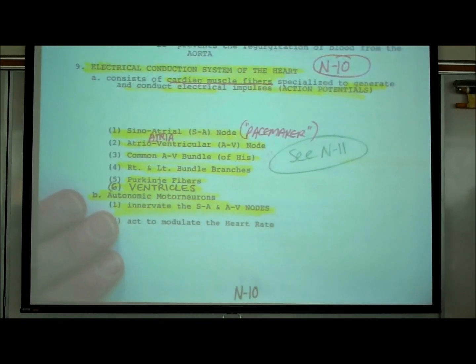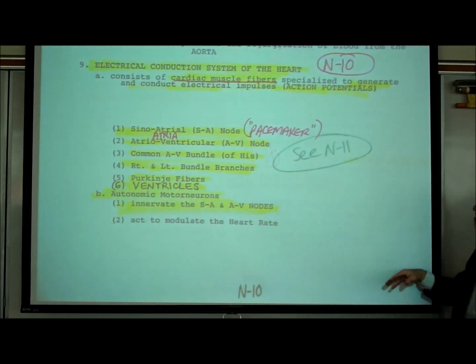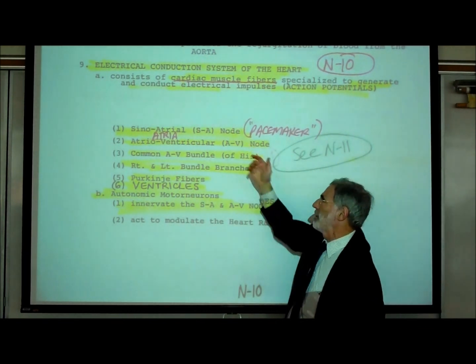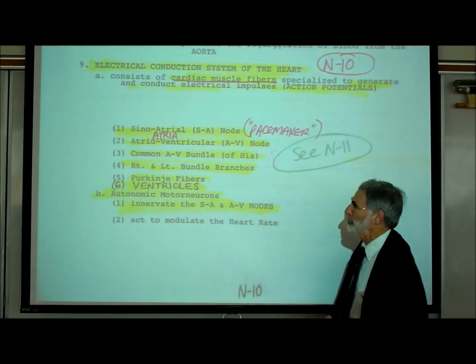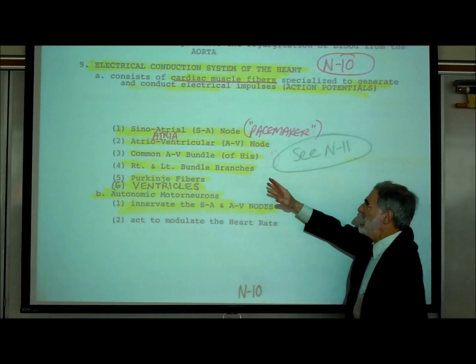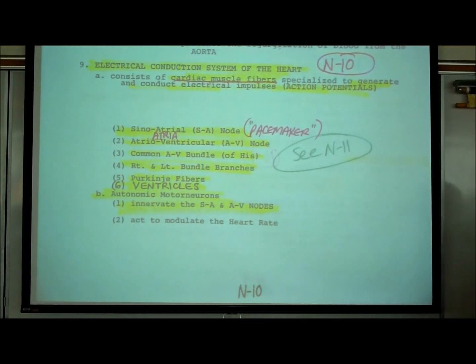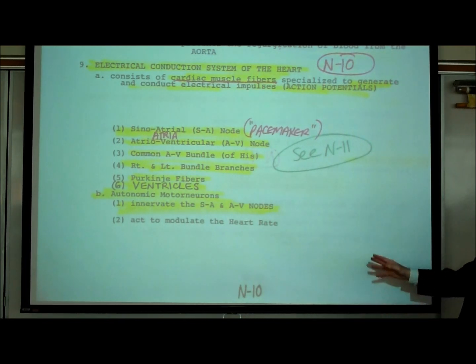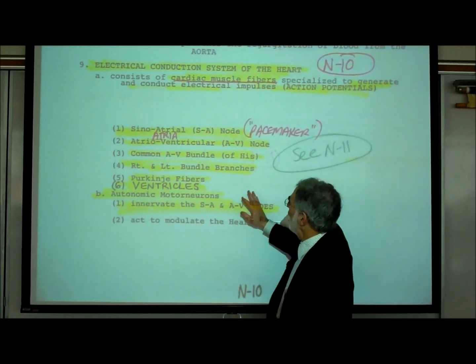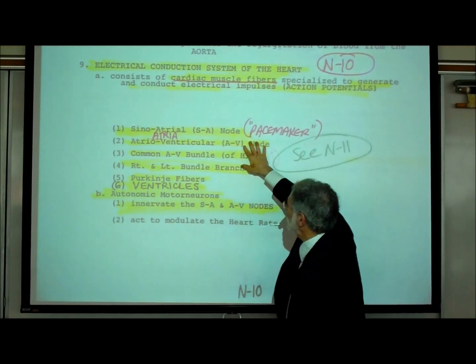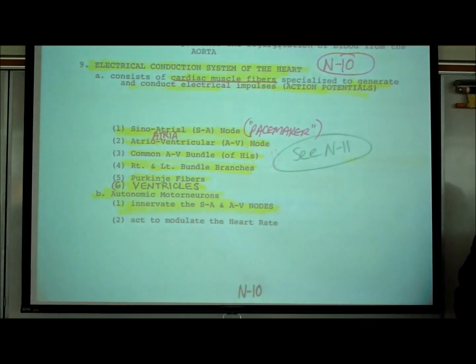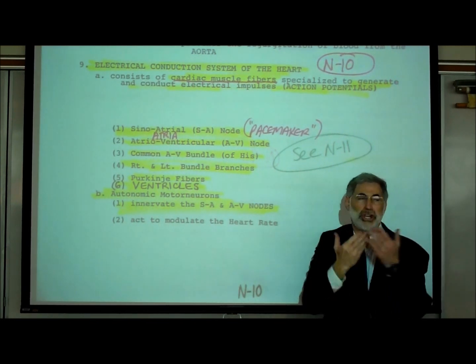The main parts of this special electrical conducting system are the sinoatrial node, commonly known as the SA node for short, the atrioventricular node, or AV node for short, the common AV bundle, or bundle of His, the right and left bundle branches, and the Purkinje fibers. Now, as I wrote right here, the sinoatrial node is commonly known as the pacemaker of the heart, because that's where the electrical current is generated.